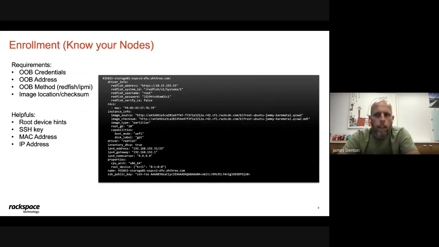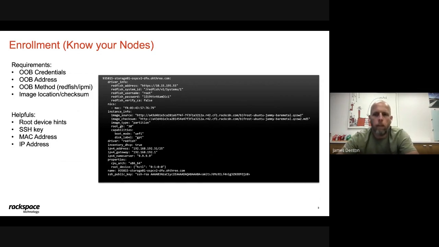Once Bifrost is installed, the next step in the journey is to enroll the nodes. The enrollment process includes creating the nodes within Ironic and defining various properties, such as the out-of-band addresses and credentials, image locations, and more. The images need not be local to either environment, and in fact, we've uploaded them to our Swift-based object storage system known as cloud files for easy access.